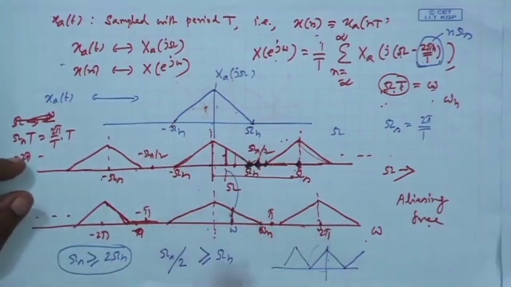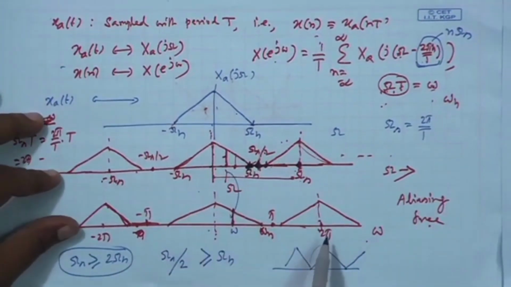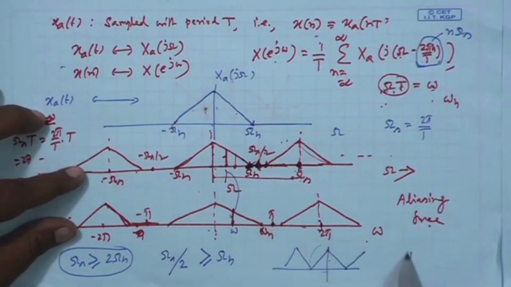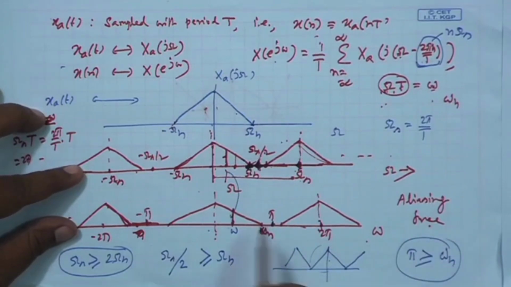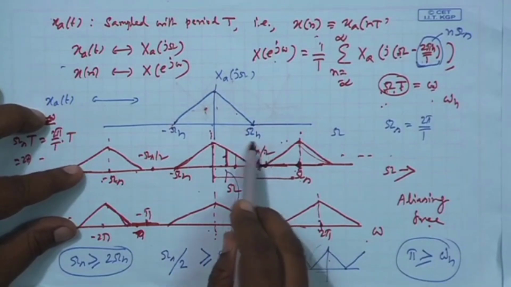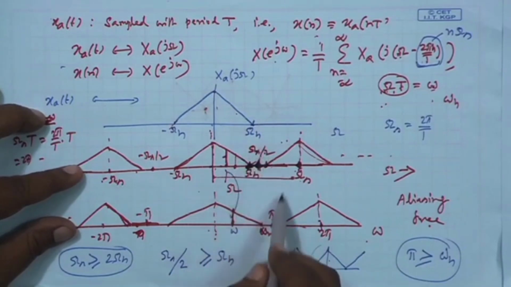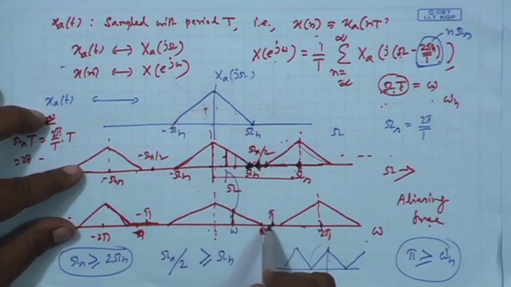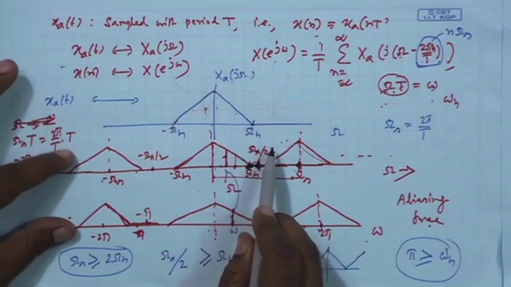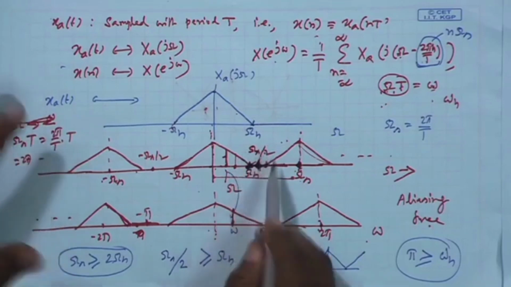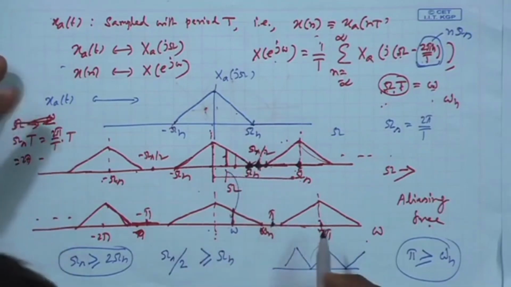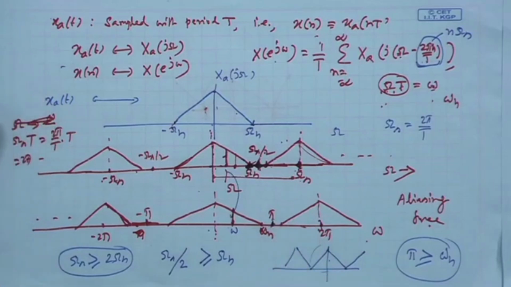All right. In the frequency domain, in the DTFT domain, it means pi should be greater than or equal to this omega h, because pi comes from omega s by 2. Analog omega s by 2 maps to digital pi, because you multiply by capital T; omega s is 2 pi by T, replace all that, and you get pi here. This is the sampling theorem.